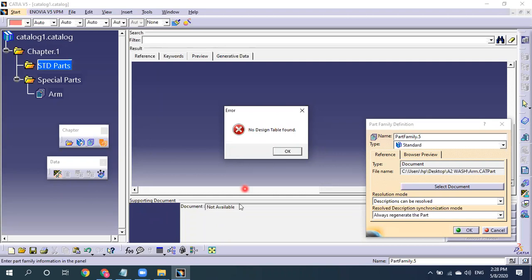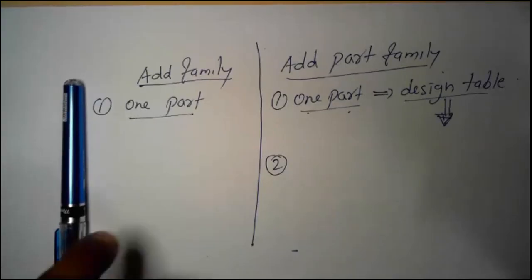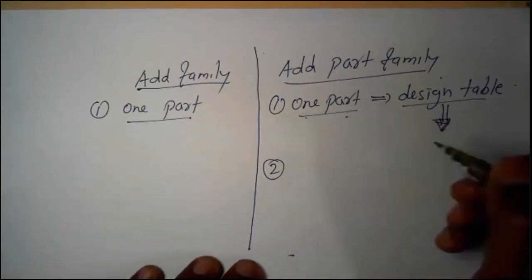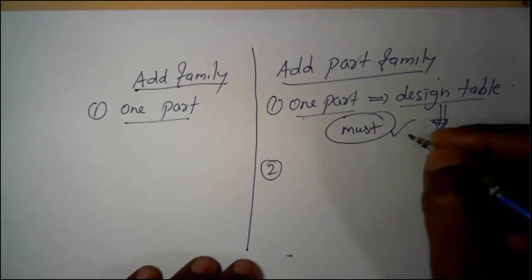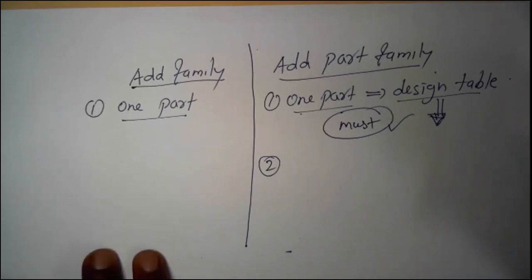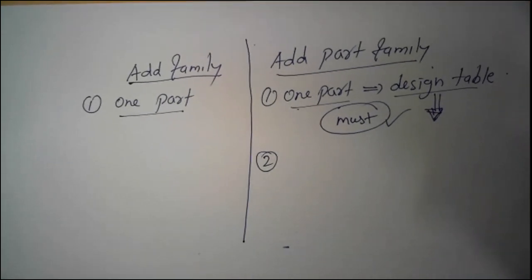So what is my point to add for you people? What we need to add here is, when you use this command, that is add family, a design table is a must. That's the first point I made: when you add this family, the design table is a must. Without this design table, it will not accept. So this is my first point, which I told you. My second point, I'll tell you now. So this is my round concept.